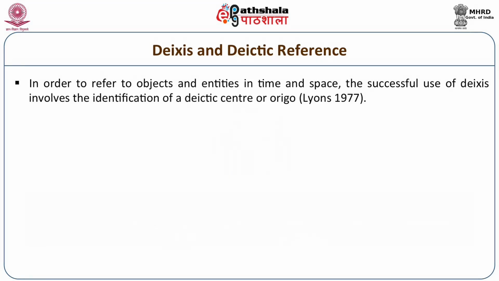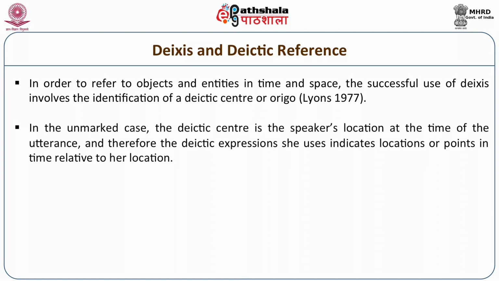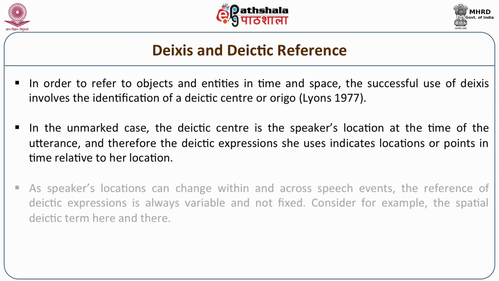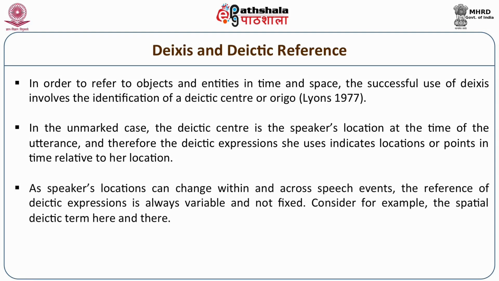In order to refer to objects and entities in time and space, the successful use of deixis involves the identification of a deictic center, or origo, as Lyons 1977 calls it. In the unmarked case, the deictic center is the speaker's location at the time of the utterance, and therefore the deictic expression she uses indicates locations of points in time relative to her location. Speakers' locations can, of course, change within and across speech events. Therefore, the reference of deictic expressions is always variable and not fixed.